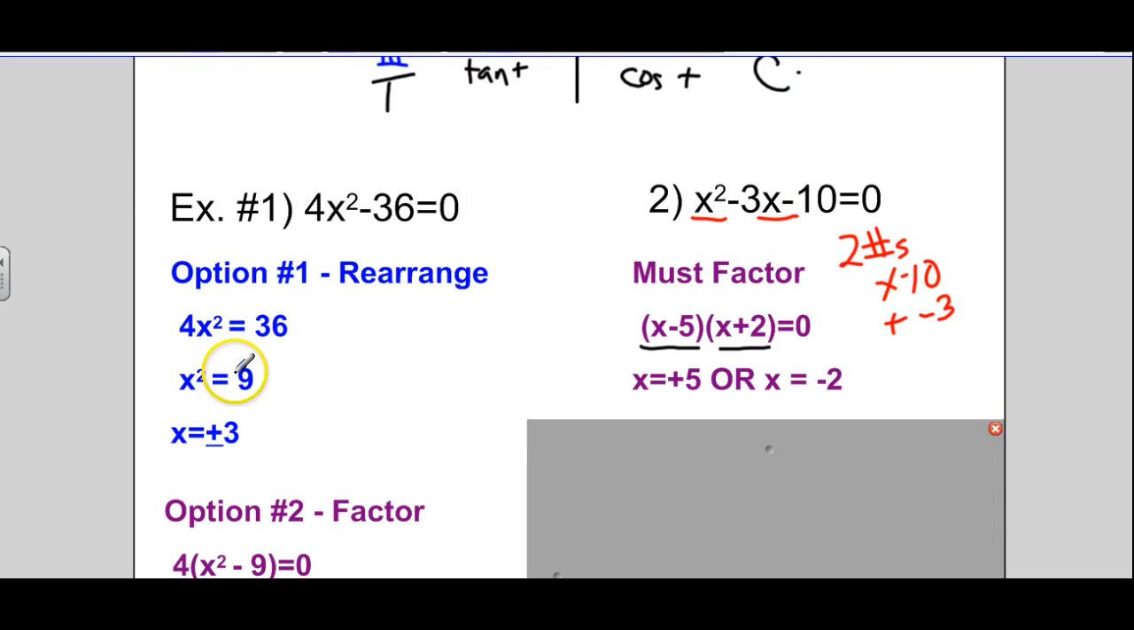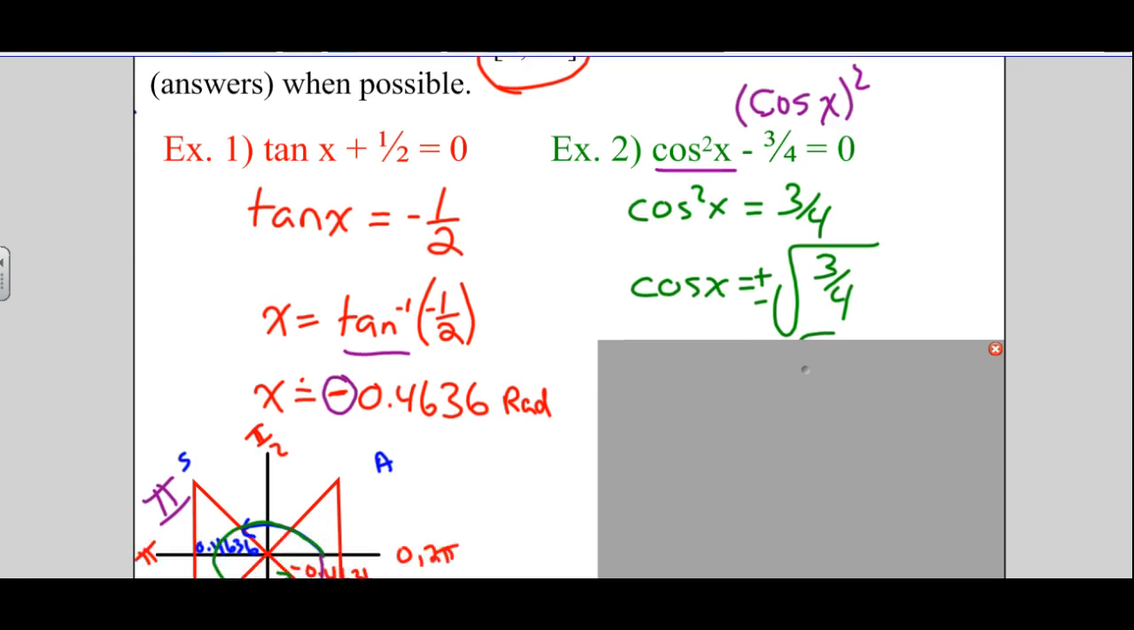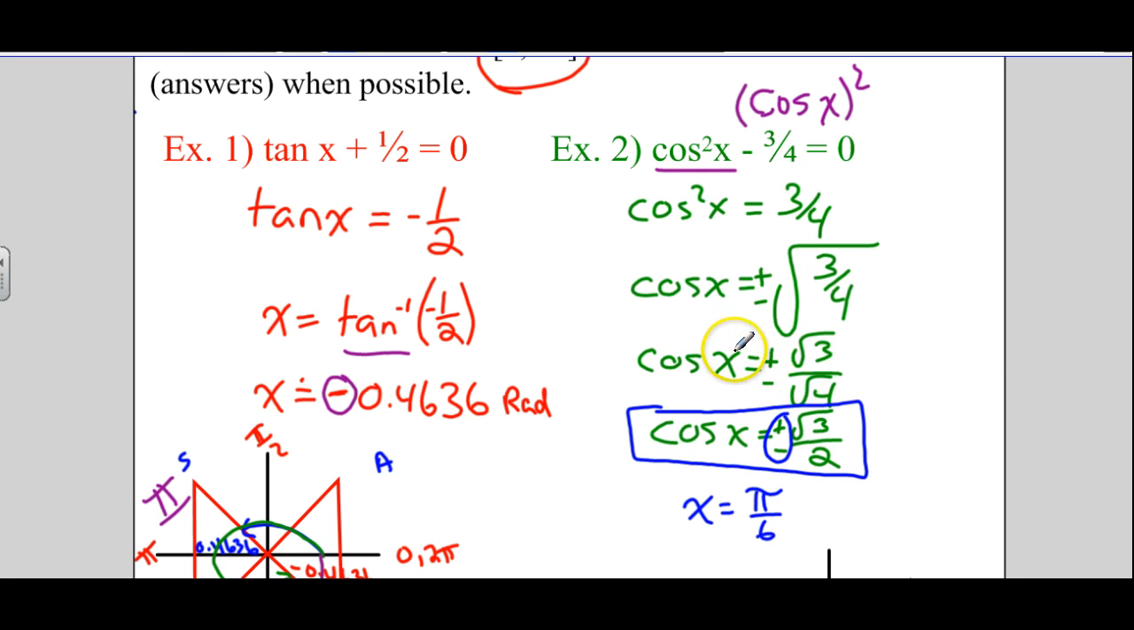Just like this was x squared equals 9, this is an unknown value squared equals 3/4. Take the square root of both sides and we get, as we simplify here, cos x is plus or minus the square root of 3/4. So plus or minus square root of 3 on top, and the denominator is root 4, or obviously positive 2.